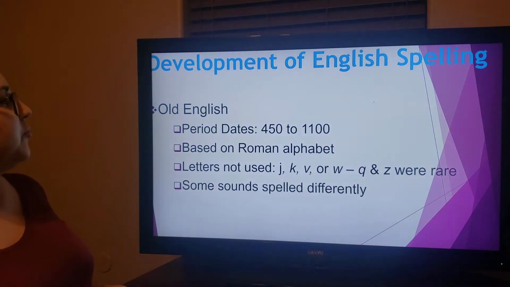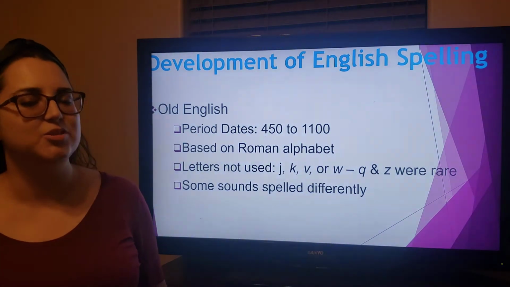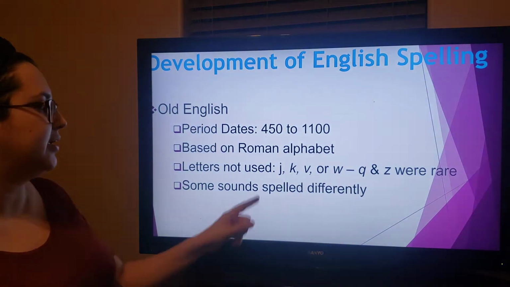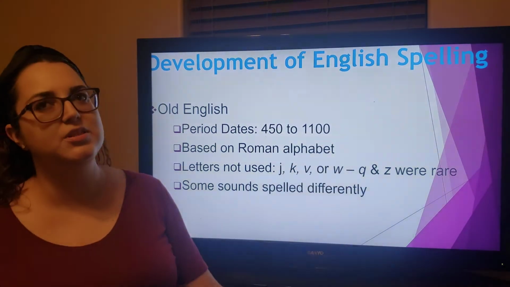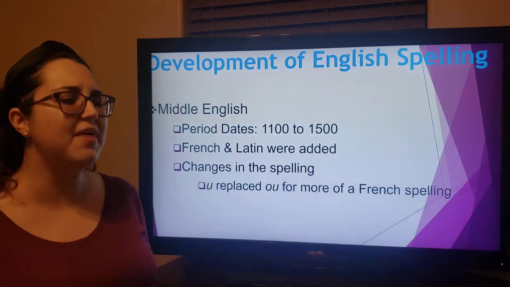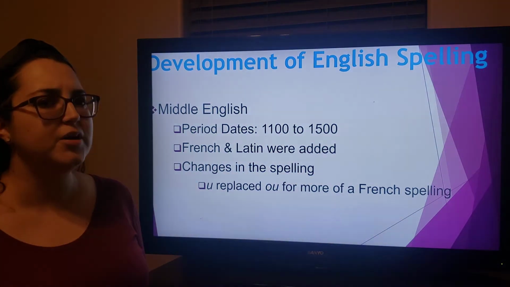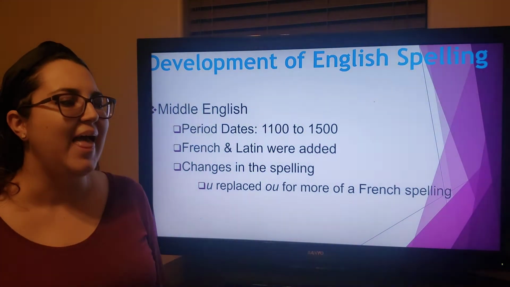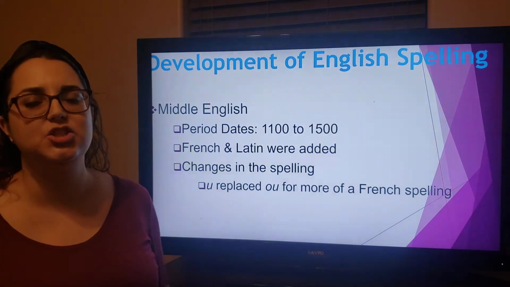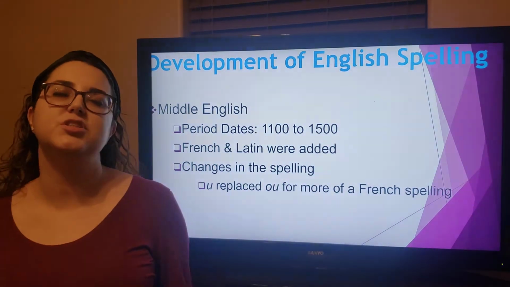We'll start with Old English. The period dates for this were 450 to 1100. This was based on the Roman alphabet, except that there were some letters that were not used, like J, K, V, or W, and Q and C were a little bit more rare, and some sounds were spelled differently. Then we moved on to Middle English, 1100 to 1500. Here French and Latin were added, so there were changes in the spelling. For example, the U replaced the OU for more of a French spelling.